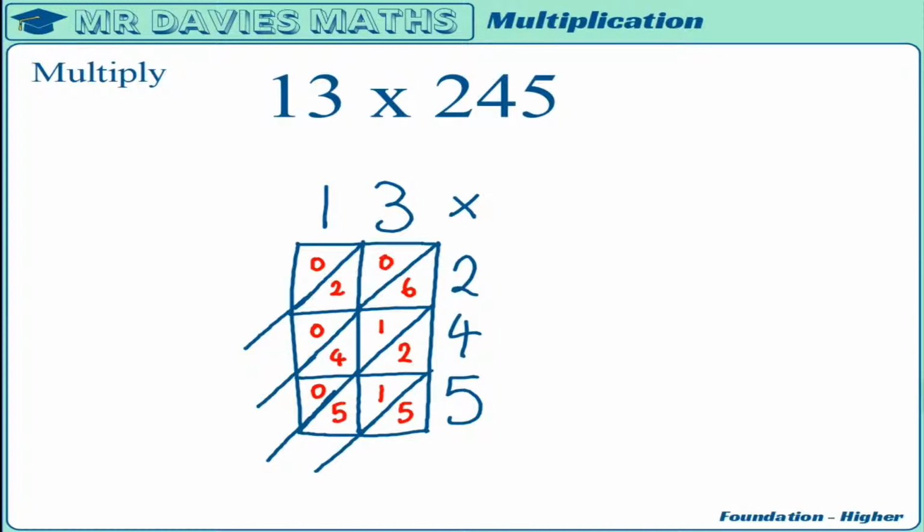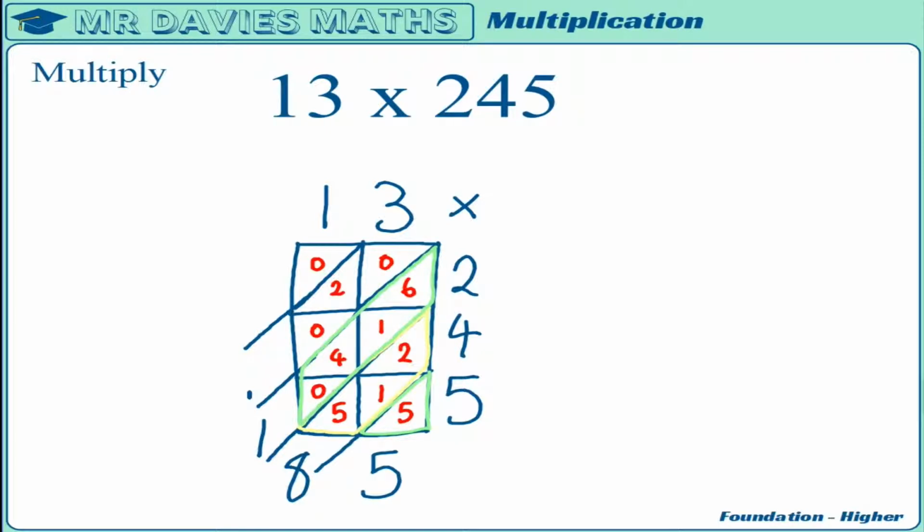Okay, diagonals, here we go. The first one is always the easiest one, so that's 5. The next diagonal, I've got a 2, a 1 and a 5. Add those three up and we get a total of 8. The next diagonal, I've got a 6, a 1 and a 4. If I add those up, I get a total of 11. So I'm going to put the unit down and carry the 1 into the next group.